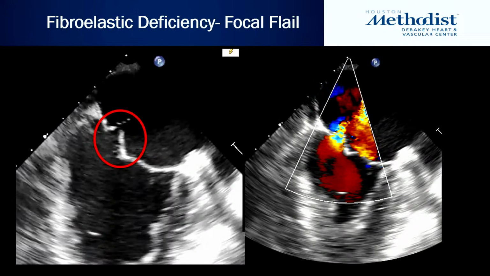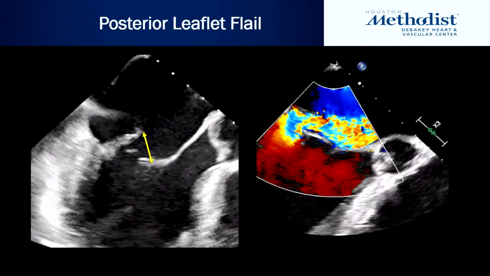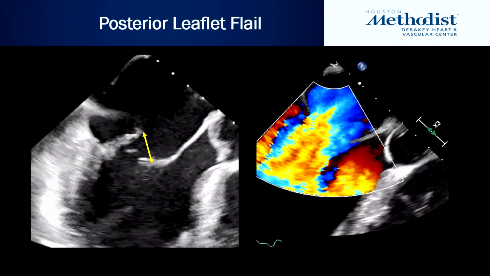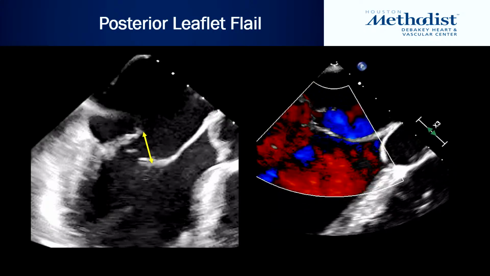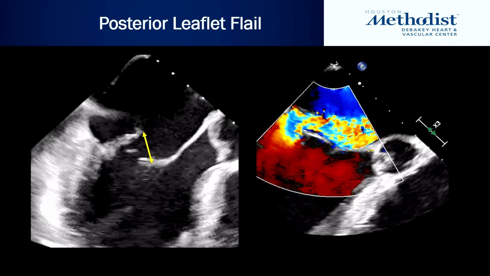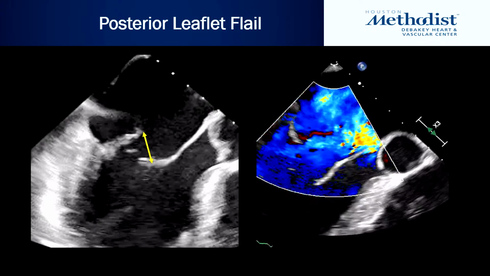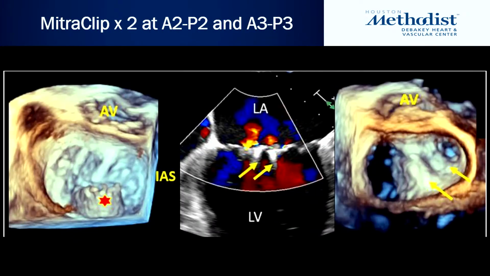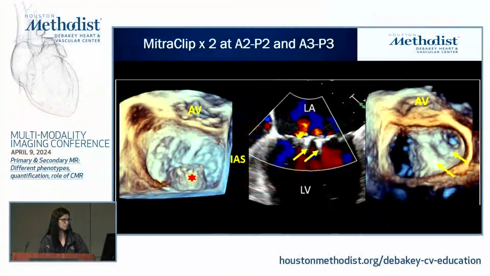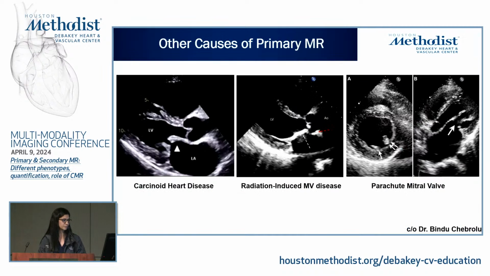This is an example of a fibroelastic deficiency leading to a focal flail. So this is a posterior leaflet flail with a wide flail gap, as you can see here, with an anteriorly directed jet. This patient had a mitral clip, and we placed 2 clips in A2 and P3, and that resulted in mild residual regurgitation.